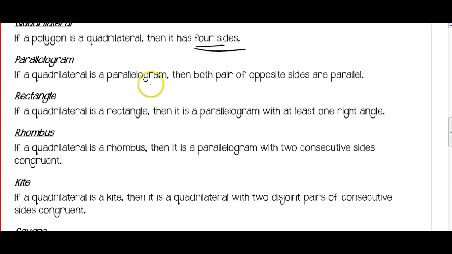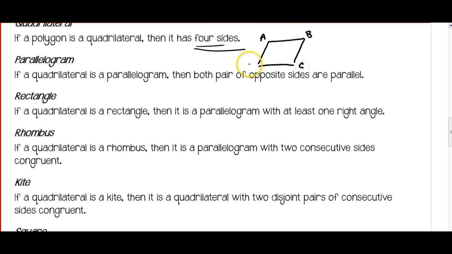So if a quadrilateral is a parallelogram, then both pairs of opposite sides are parallel. What I suggest you do is take out some separate paper, and for each one of these definitions, we'll do it for parallelogram here, you're going to draw what the figure looks like, and then put, based on the definition, what we would know.